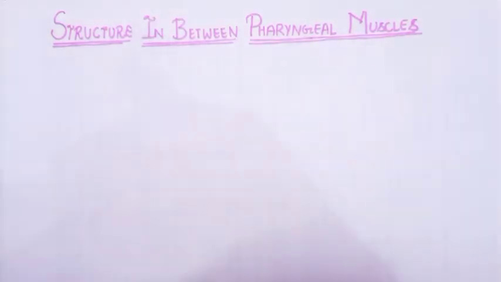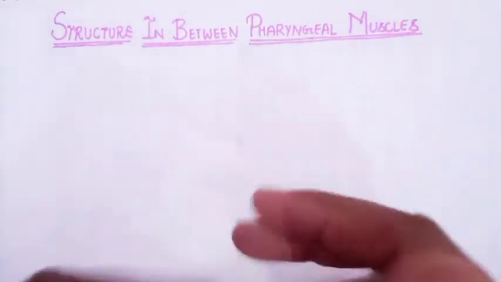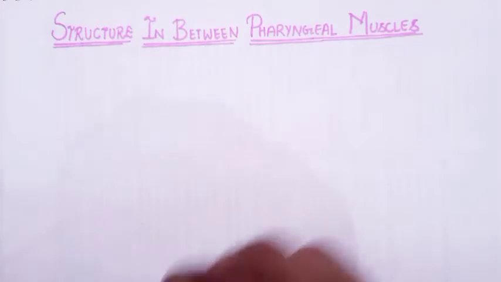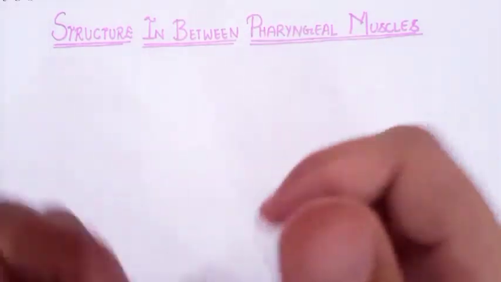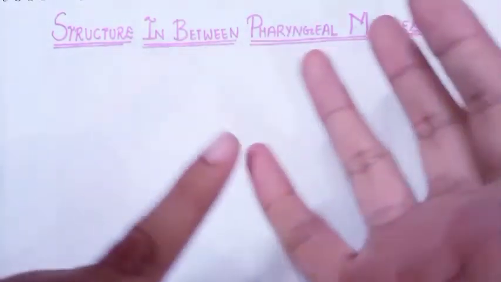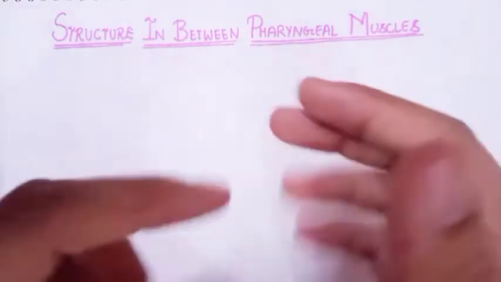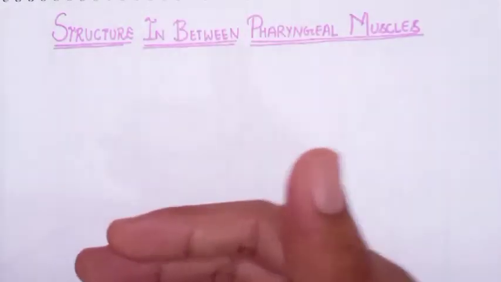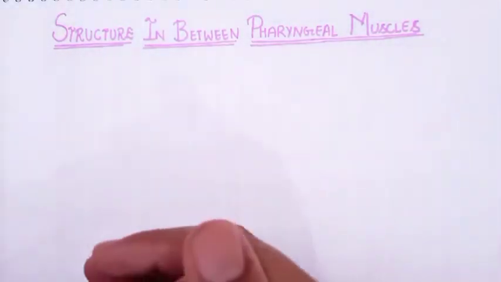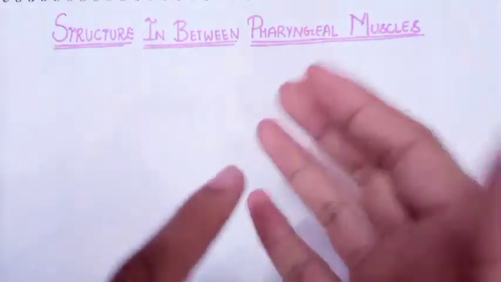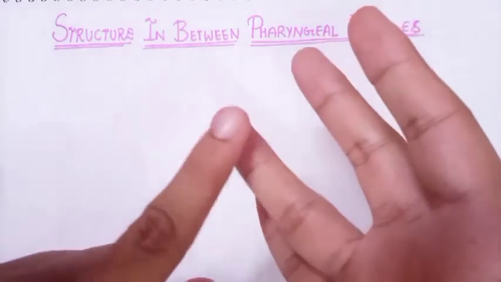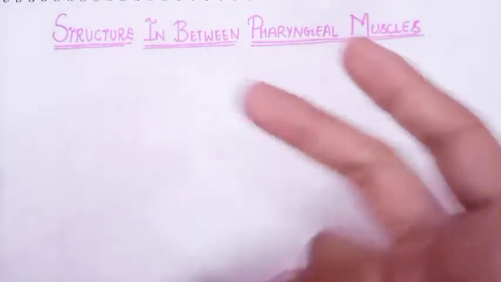So in the previous video we discussed the pharyngeal muscles. We have two sets of pharyngeal muscles: the outer circular, in which we have three constrictors, superior constrictor, middle constrictor and inferior constrictor, and the longitudinal muscles present more interior, which are three pairs. First we have the stylopharyngeus, palatopharyngeus and the salpingopharyngeus.